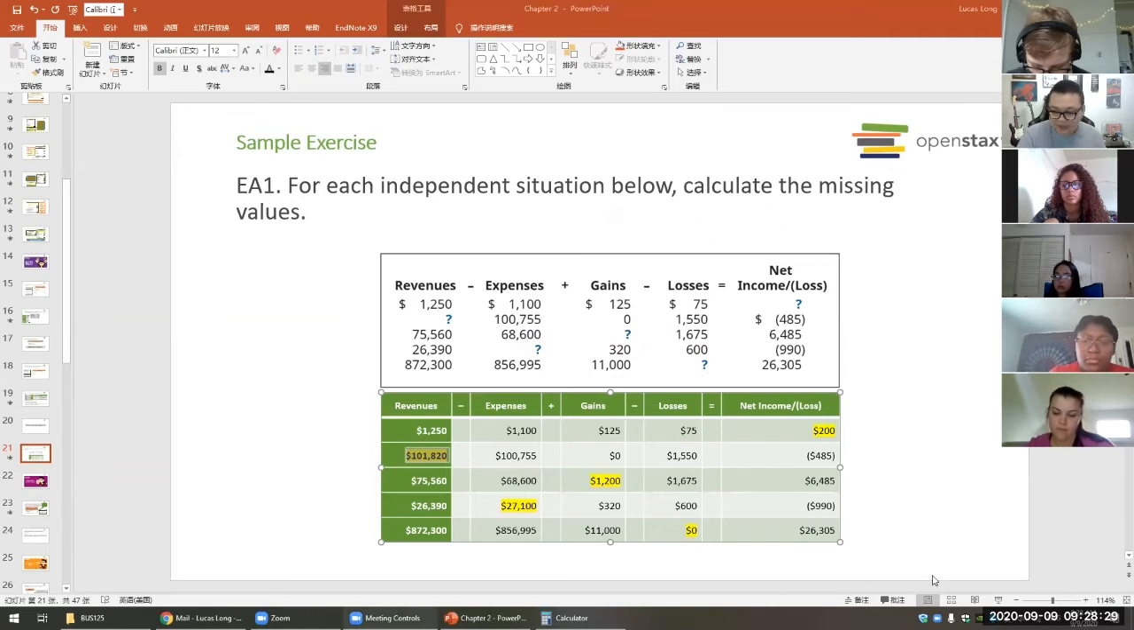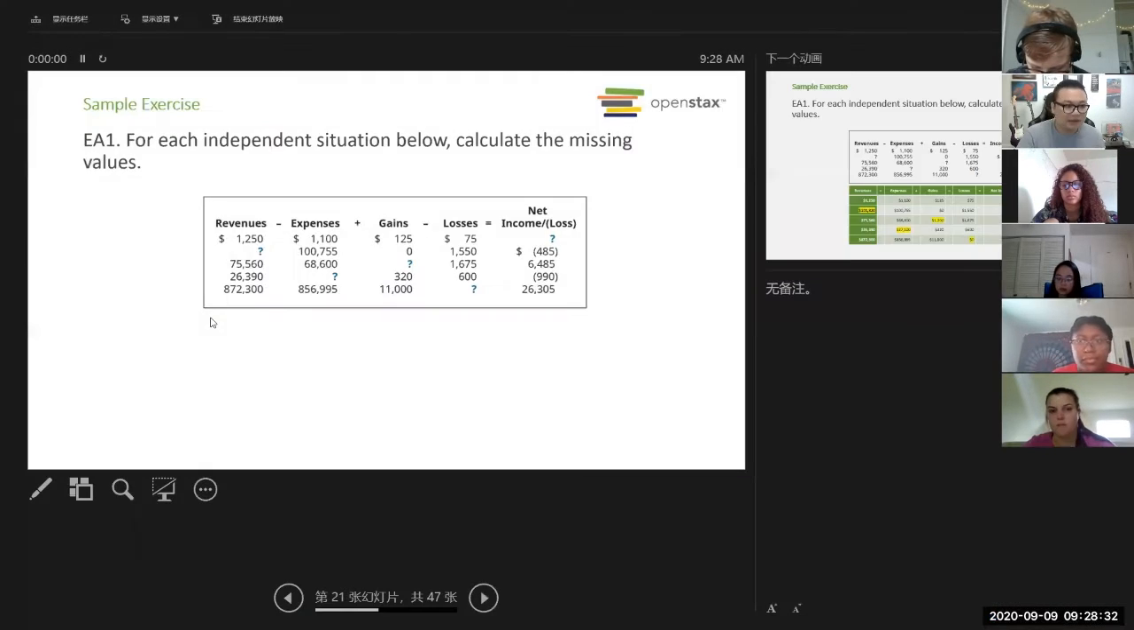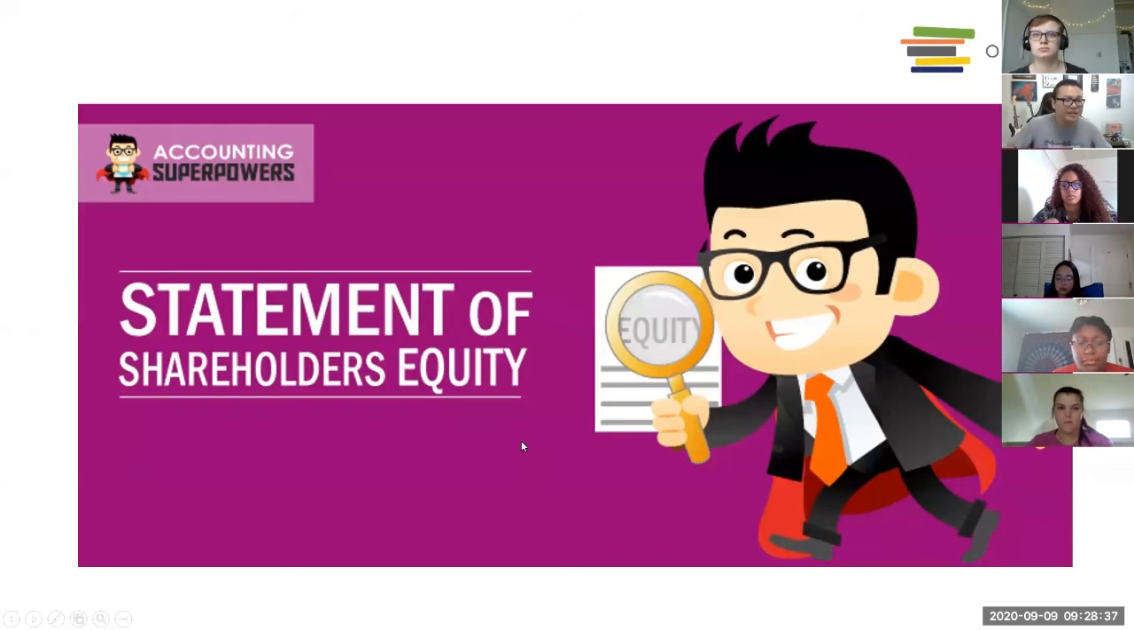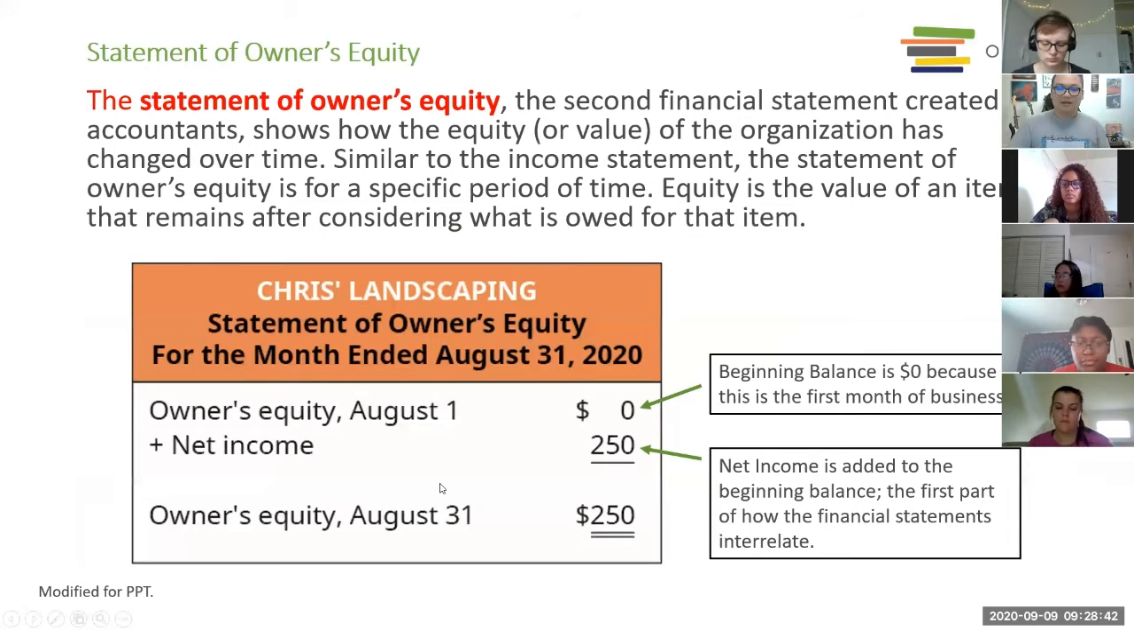So once you know that, we're going to jump to another financial statement, the statement of the shareholder equity. The statement of the shareholder equity is the second financial statement created by the accountants. So remember the sequence of how we prepare each of the financial statements. The first one is the income statement, the second one is the statement of the owner equity, and it tells you what value the organization has right now.